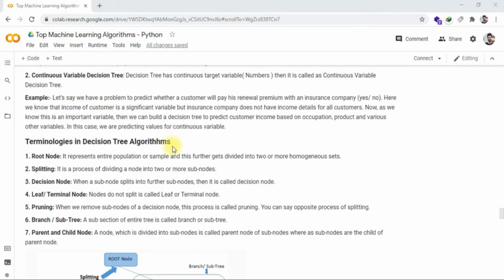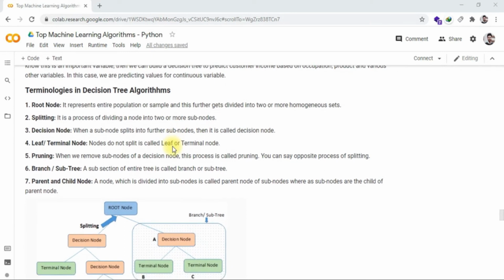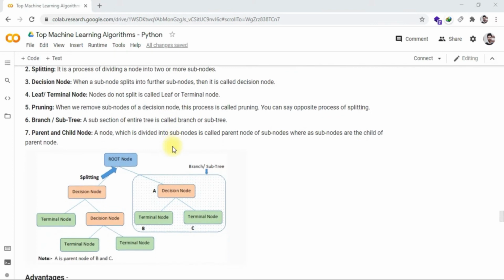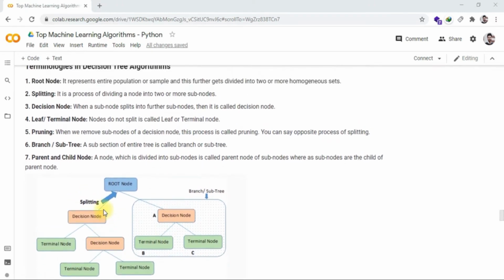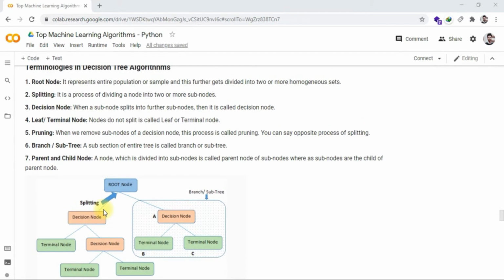Now I will tell you about some of the basic terminologies that are used in decision trees. And as you see, this is the diagram that will make it easy to understand all these terminologies. So the first terminology is root node. It represents the entire population or sample, and it further gets divided into two or more homogeneous sets. And now the splitting part. Splitting is a process of dividing a node into two or more subnodes.